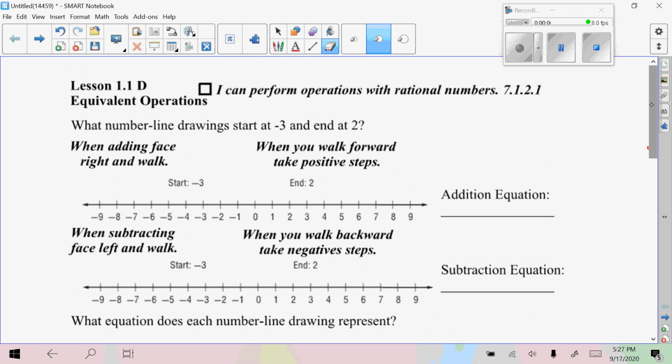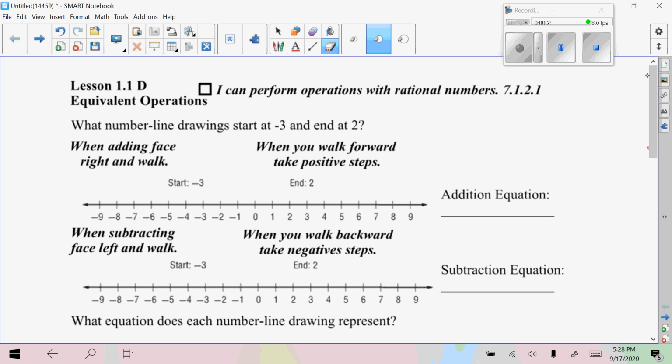We're going to talk a little bit more about how you add and subtract rational numbers, and we're going to use the number line drawing idea to show that we can actually have two different expressions, one addition, one subtraction, that really mean the same thing.